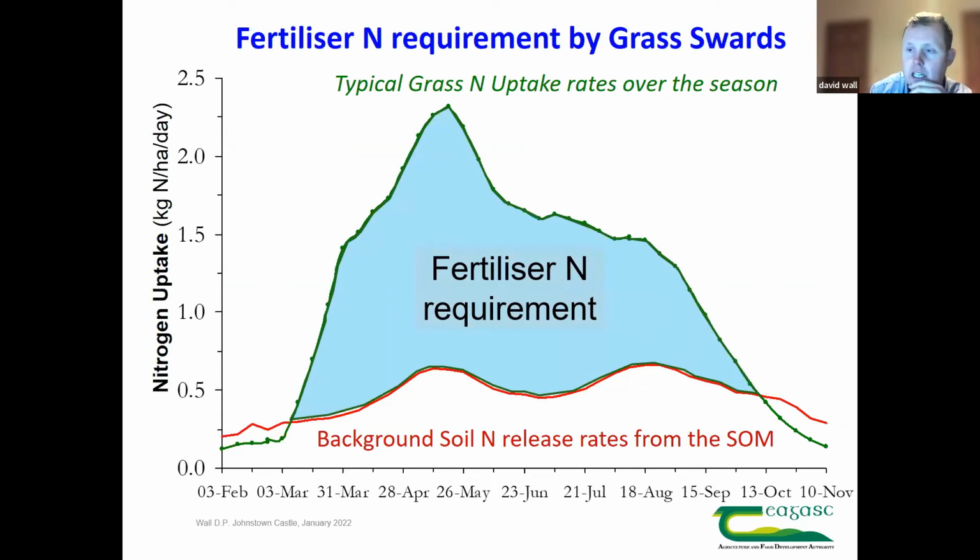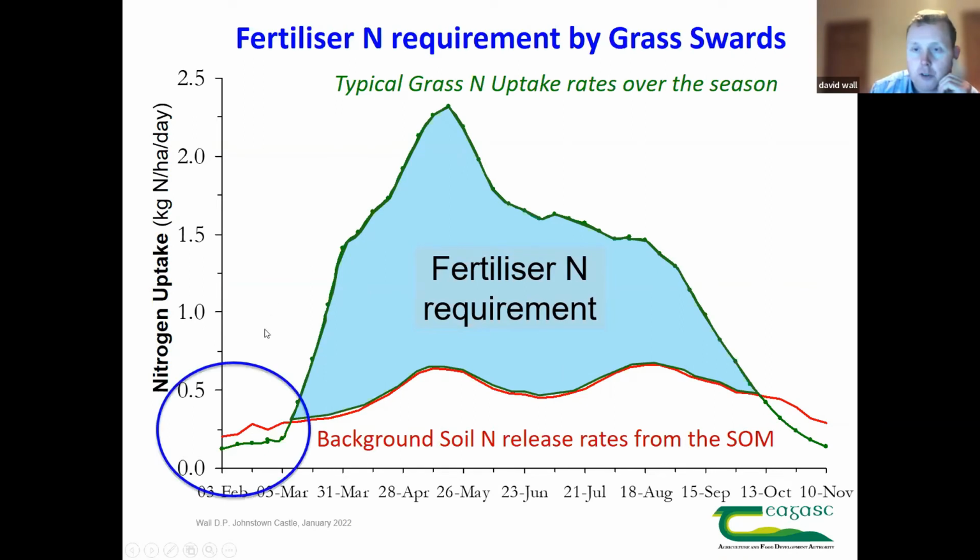And you can see there, that's anywhere between very, very little here at the start of the year and grows to somewhere in the region of about 2.5 kilos of nitrogen per hectare per day in terms of peak demand, somewhere between April and May. And that's when we're cutting, we have closed for silage, and we're trying to put that back in the pit.